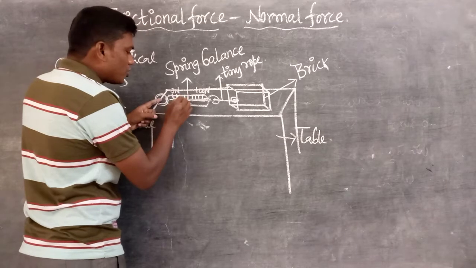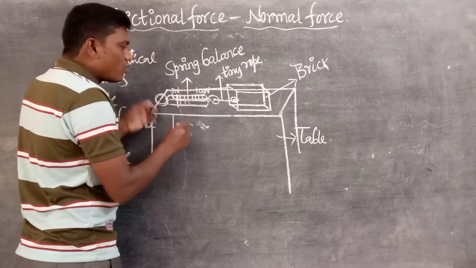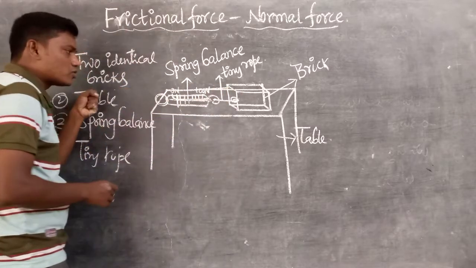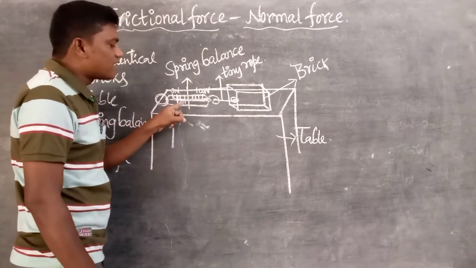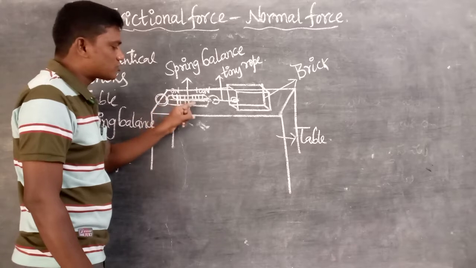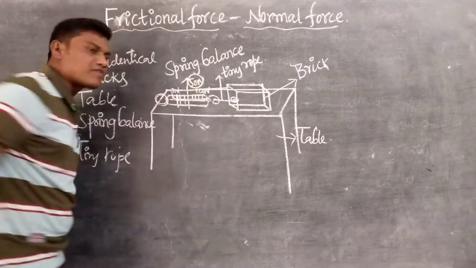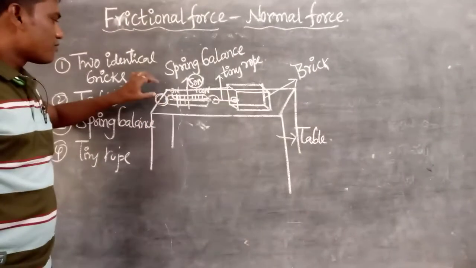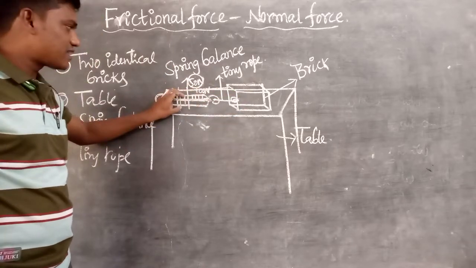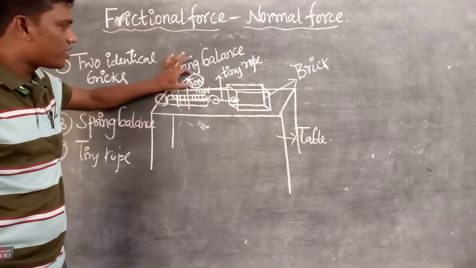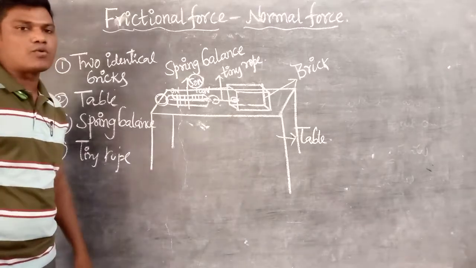And you are observing that the needle gradually moves to 10, 20 like that. When the brick is ready to be set into motion, or when the brick is set into motion, at that time you observe which reading is shown on the spring balance. For example, just for understanding, it is showing which one? 50 Newton. Means when you are applying force on the brick through the spring balance and the reading shows 50 Newton, at that time the brick is set into motion.